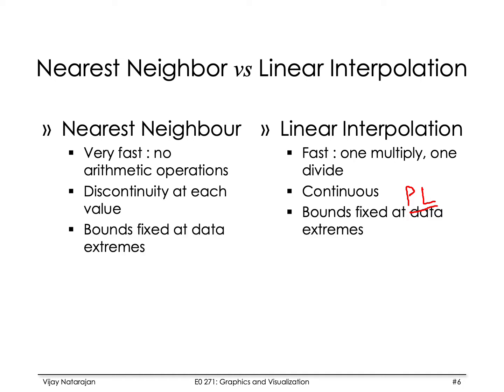Both the nearest neighbor and the linear interpolation guarantee that the data values do not go beyond the bounds. The bounds in both cases are fixed at the extremes of the sample points. This is a nice property, and we will see that some of the other interpolants do not satisfy this property.